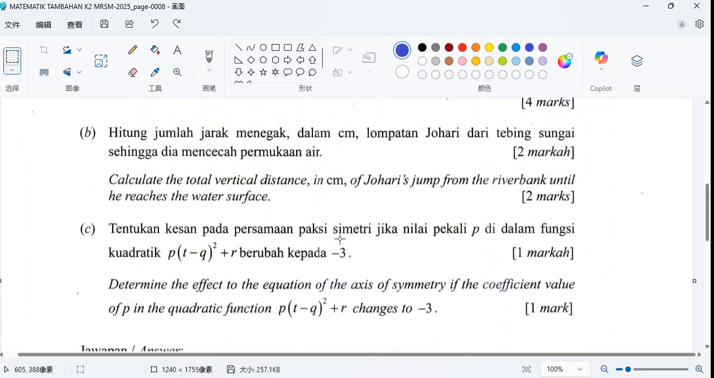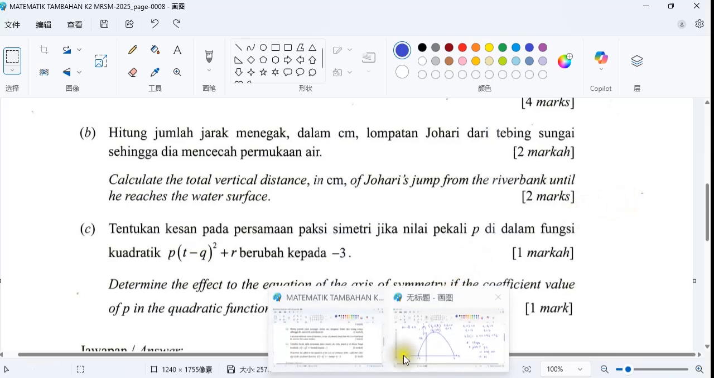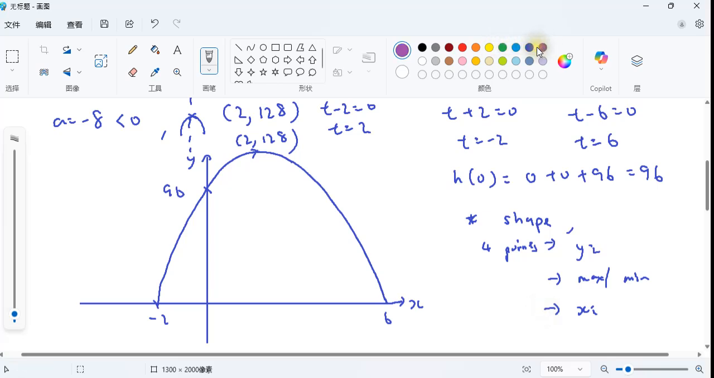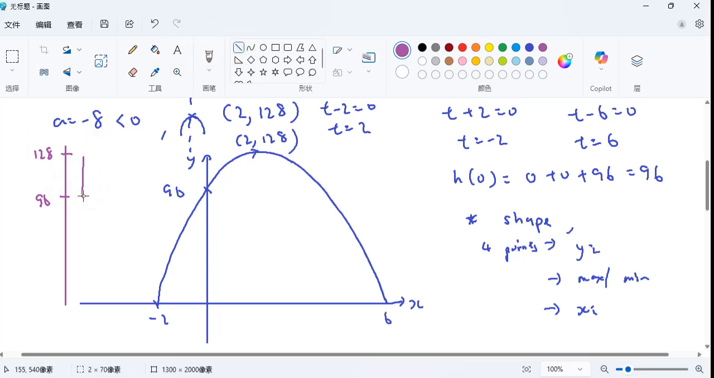Next, B. Calculate the total vertical distance in cm of Johari's jump from the riverbank until he reached the water surface. Okay, so he jumped from 96. So you try to imagine he jumped from 96. So we have the 96 until the maximum is 128. So the total vertical distance will be 96 to 128, and then 128 to 0.